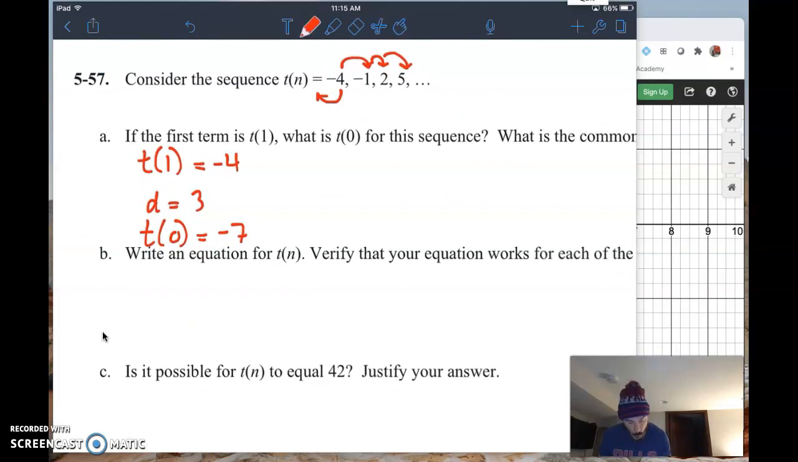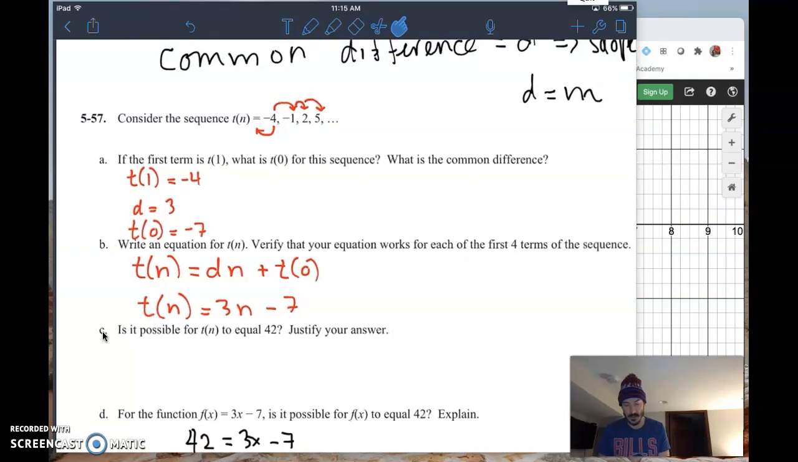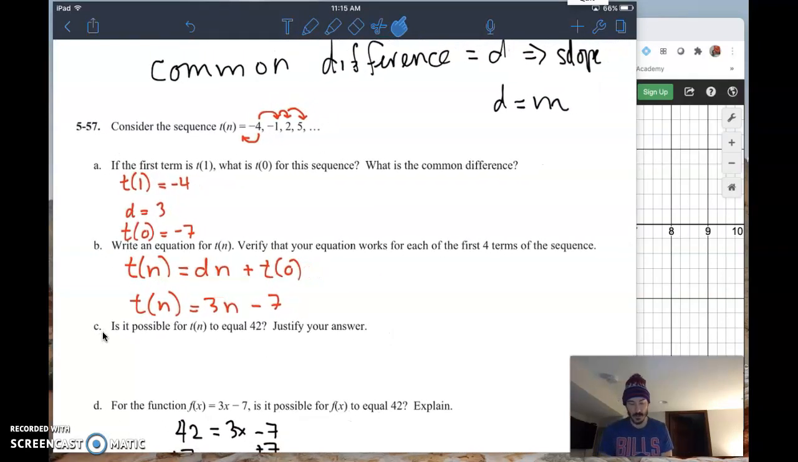Okay, then it says write that equation. Well, one more time, I'm going to remind you: T of n equals d times n plus T of 0. T of n equals that common difference, 3, leave the n in, plus T of 0, minus 7. There you go. There's your equation. I promise you, I did verify that this will work.